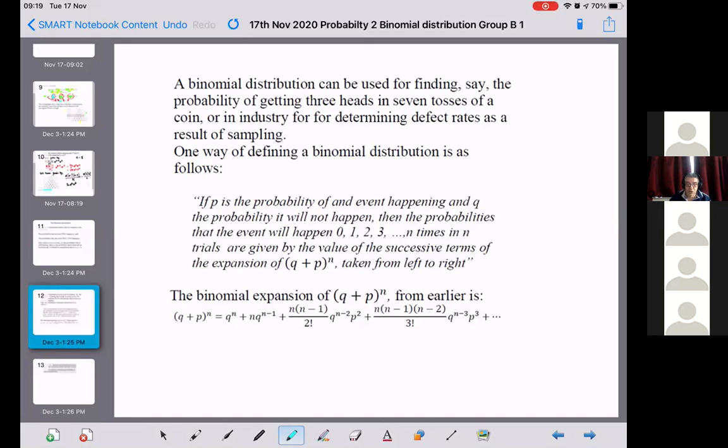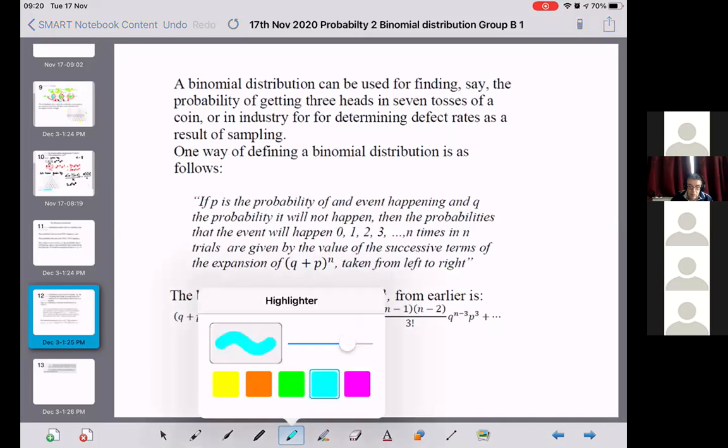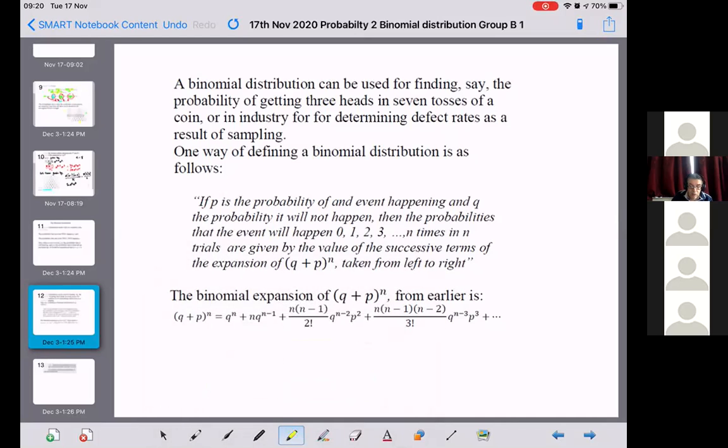So if we look at that expansion from earlier, if we're talking about the toss of a coin, this would be the probability of you getting tails n times. This would be 1 heads, the remainder tails. This 2 heads and the remainder tails, and so on, 3 heads and remainder tails. So as we go from left to right, it's no chances, 1 chance, 2 chances, 3 chances, and so on.